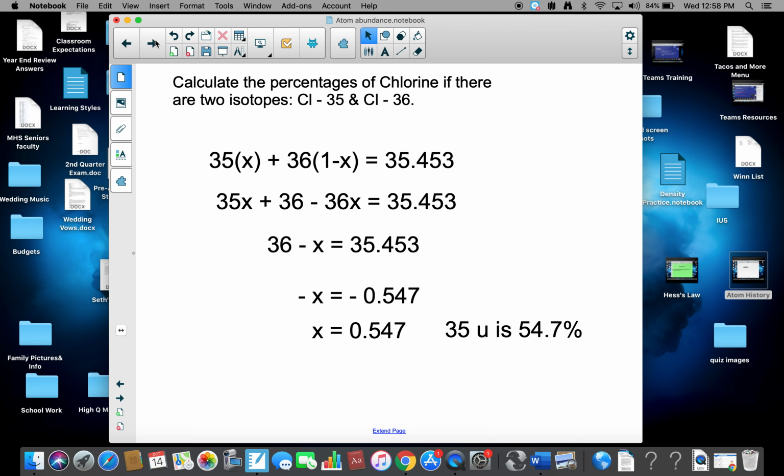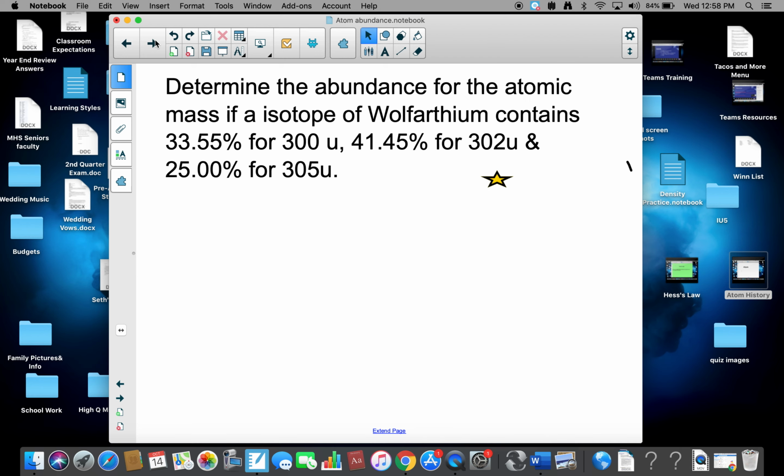How do we find the other one then? We'll take 1 minus x, which is 1 minus 0.547, which is 0.453. So 36 U is 45.3%. So let's do these other two in class.